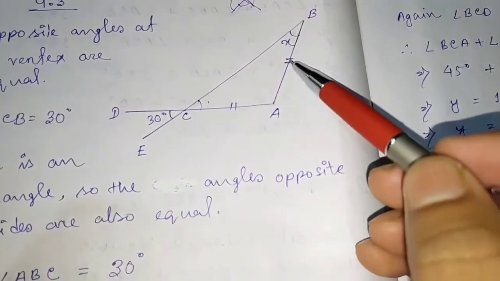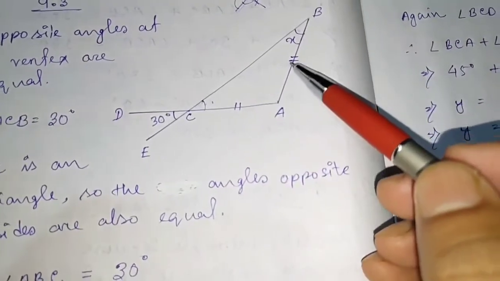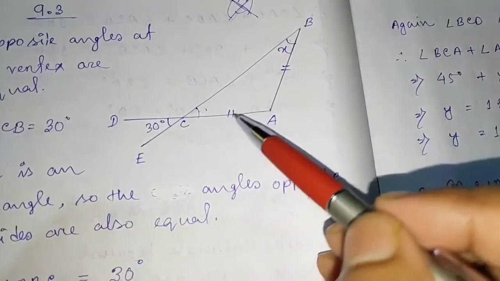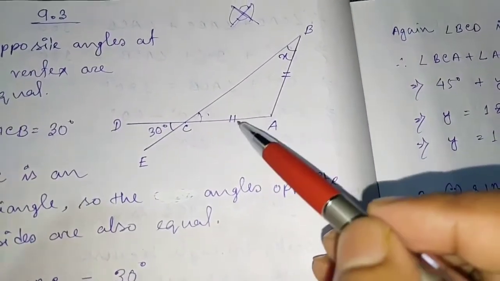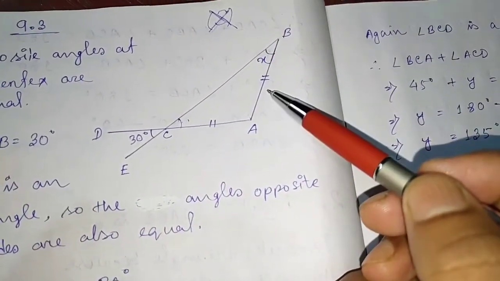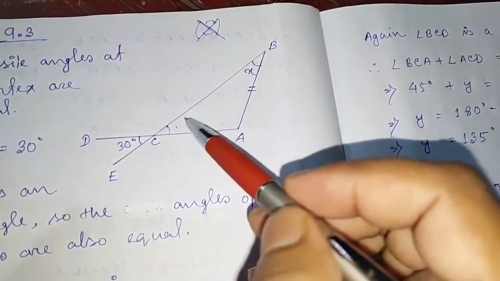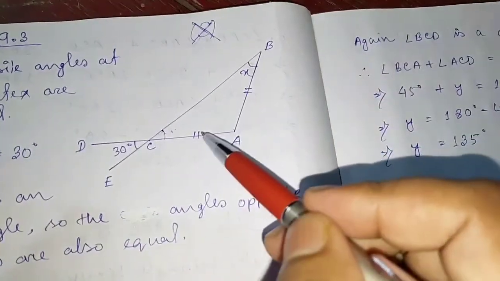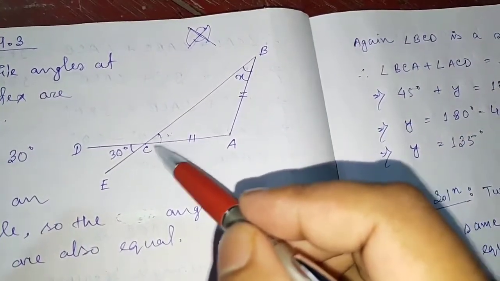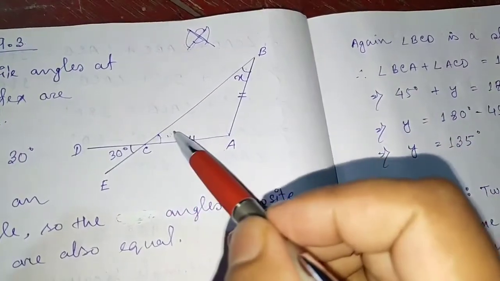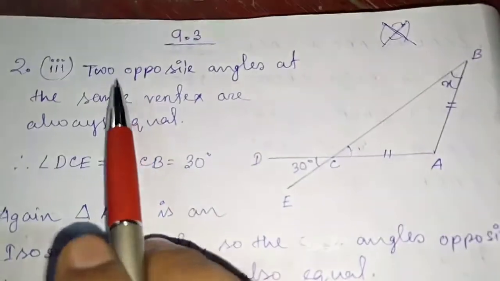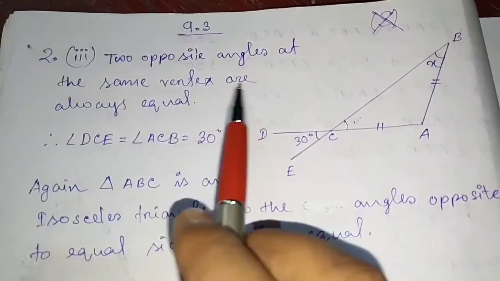And in the diagram, these two sides are equal. AC and AB both are equal. You can see the symbol. This side and this side are equal. So if this side and this side are equal, means what? It is an isosceles triangle. And in the isosceles triangle, the base angles opposite the equal sides are equal. Now if it is 30 degree, then the other is also equal, means it is also 30 degree. So the two opposite angles at the same vertex are always equal.